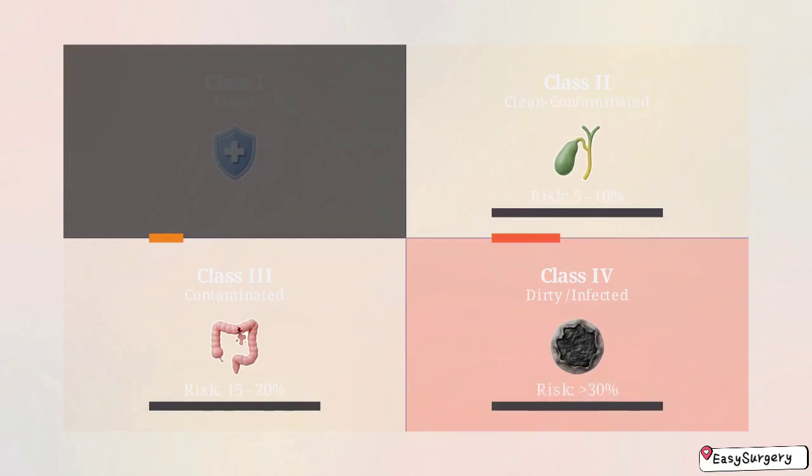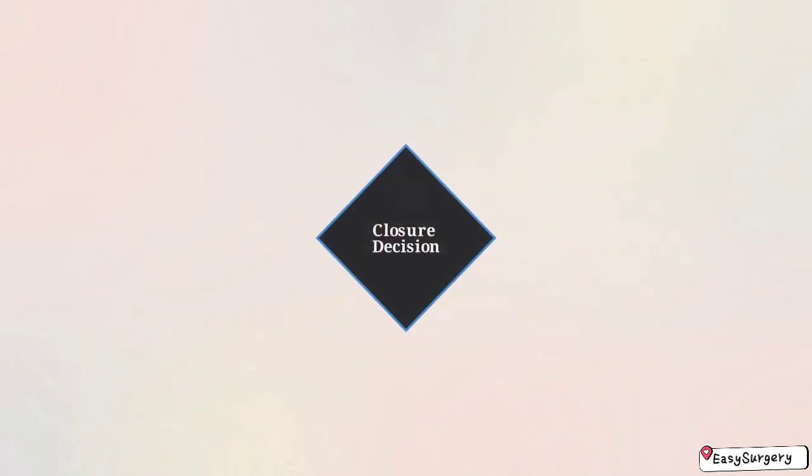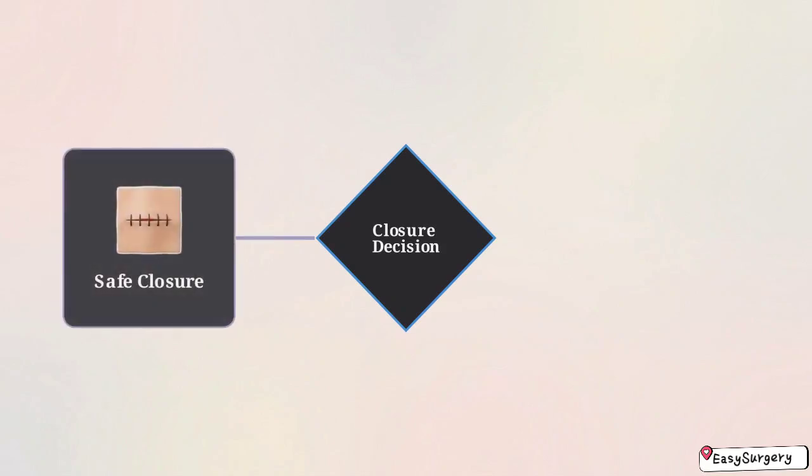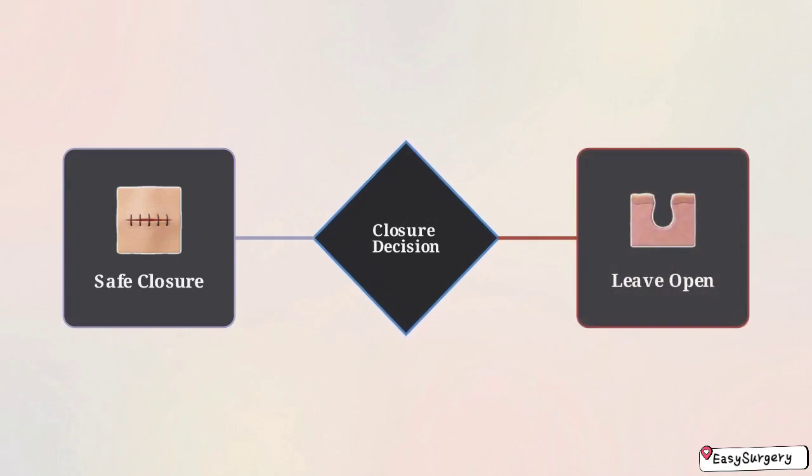Finally, Class 4 outlines dirty or infected wounds. These involve old trauma, devitalized necrotic tissue, existing purulence, or a perforated viscus like a burst appendix. Preoperative bacterial load using these 4 classes dictates the next critical surgical decision, whether the surgeon can safely close the wound or if it must be left open.